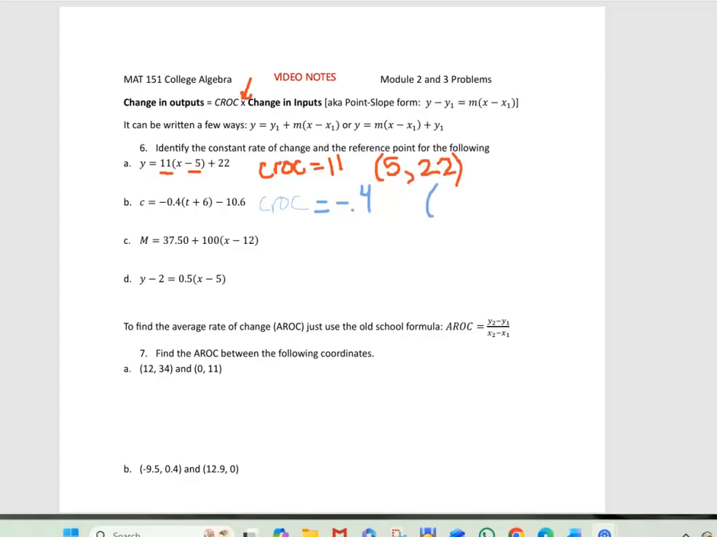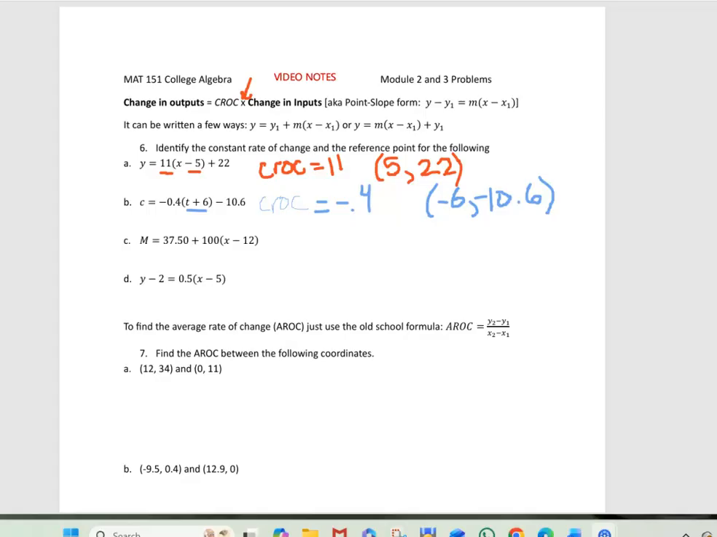Okay, and now the reference point, well, what number can I plug in here to make it 0? Well, negative 6. So negative 6 goes in, and then that would make that whole thing be 0, and then you get negative 10.6. So hopefully it's getting a little easier for you. The variables don't really matter, it's just where the parentheses are, basically. All right, let's try another one.